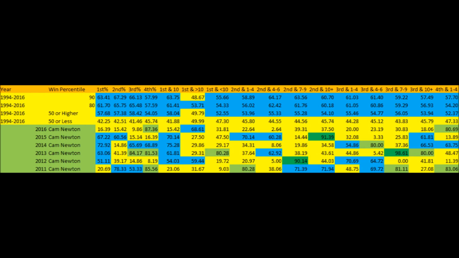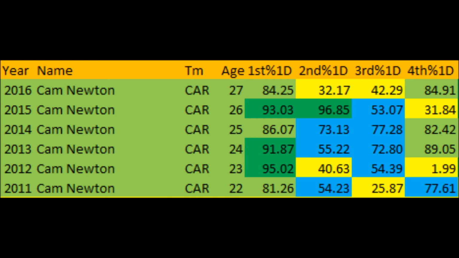Then when we get to his passer first down conversion rate. So this is basically first down conversion rate in all these particular downs: first down, second down, third down, and fourth down. So a quarterback's ability to make a first down on a first down, or make a first down on a second down, or make a first down on a third down, so on and so forth.